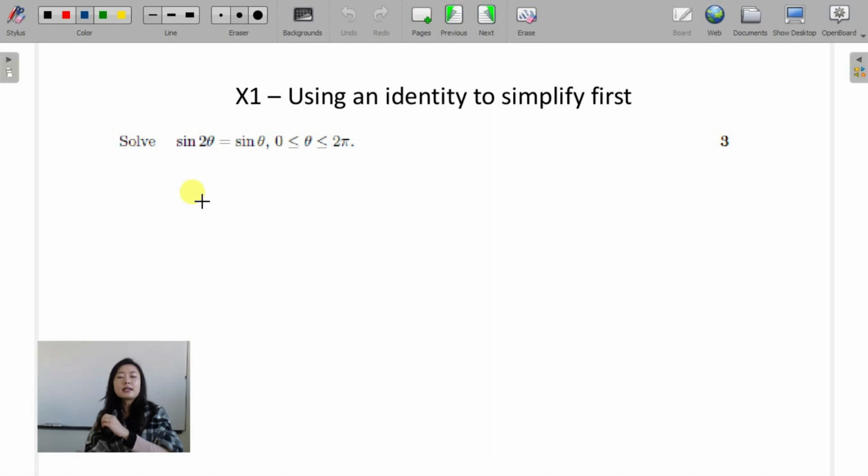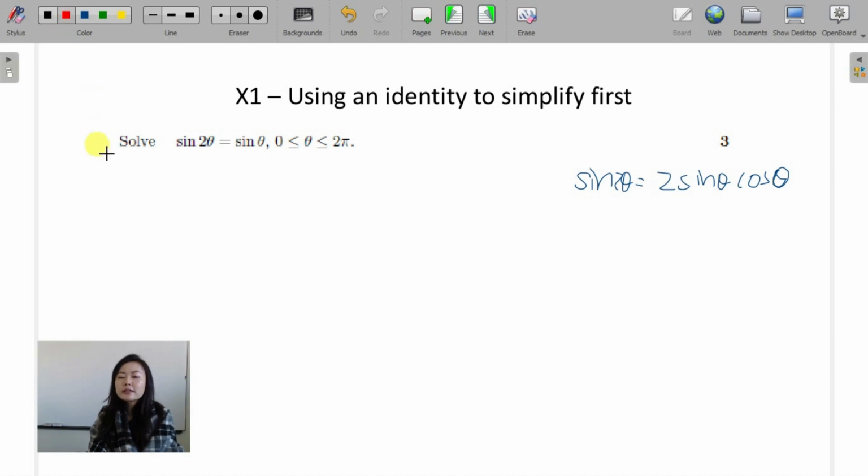Sine 2 theta is sine theta. My general rule of thumb is try to convert things into a single type of ratio where possible. In this case, you also have a problem where one's a double angle, one's a single angle. So you use the double angle rule. The double angle rule is sine 2 theta is 2 sine theta cos theta. I believe that's not on the reference sheet, so make sure you remember these because they come in super handy. So we're going to convert that into 2 sine theta cos theta equals sine theta.